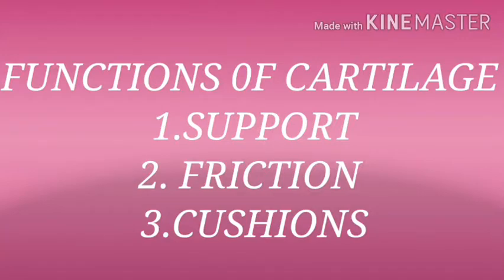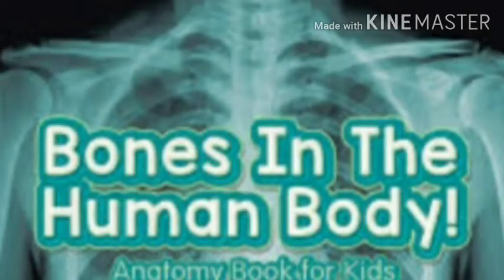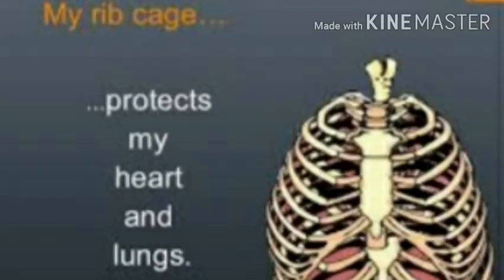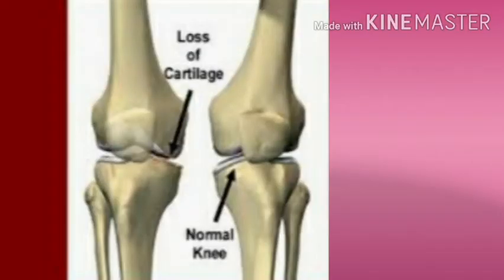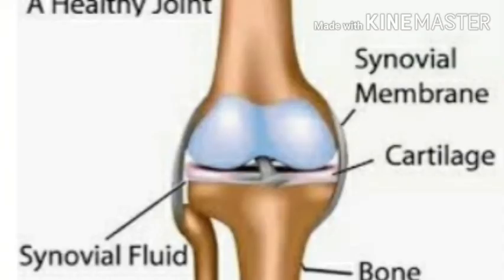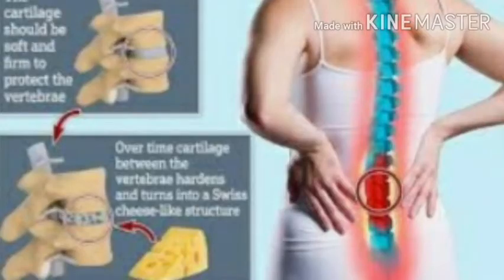Now, the functions of cartilage are: number one, support. Cartilage provides support and flexibility to various body parts. Because of its flexibility, the pinna can be folded without breaking. Friction: it prevents frictional wear and tear of bone tips by forming their articular surfaces. Cushions: intervertebral discs of cartilage function as a cushion against stresses.